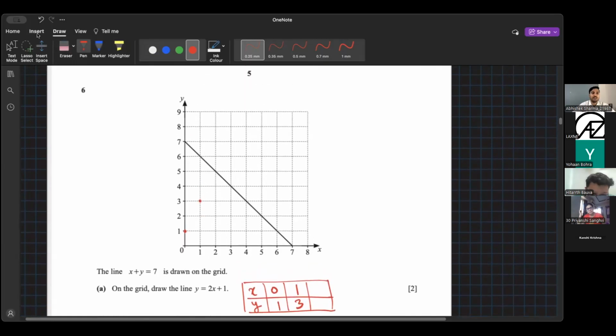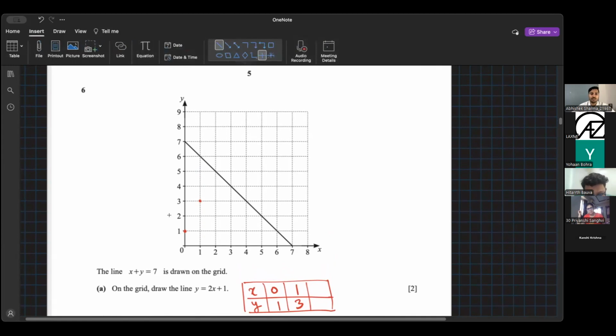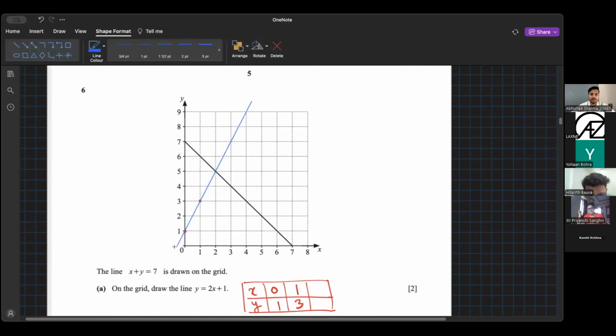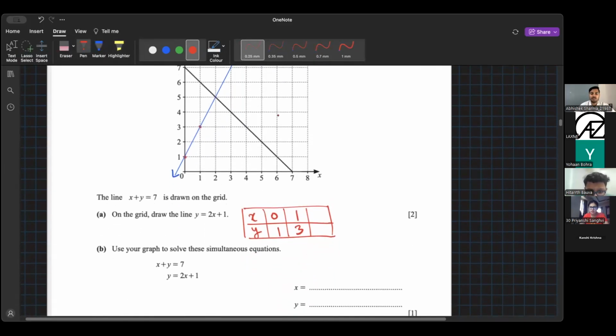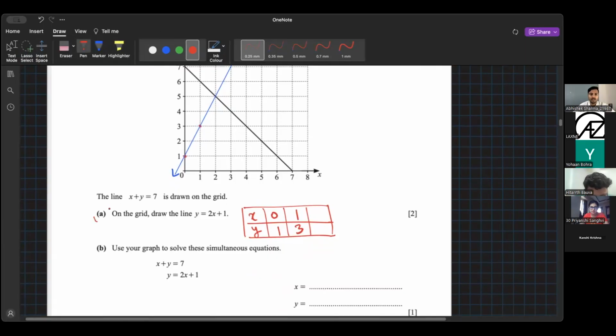And then we just have to simply sketch or join the line and extend them like this. Right? You can extend a little bit from both sides. Once we are done with this, mark the equation of the line that y is equal to 2x plus 1. And we are done with part A.